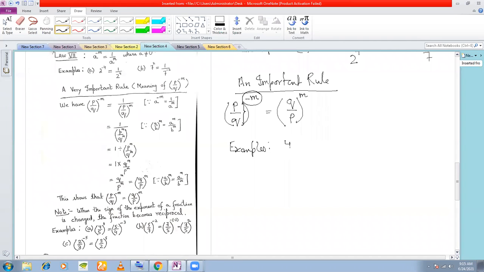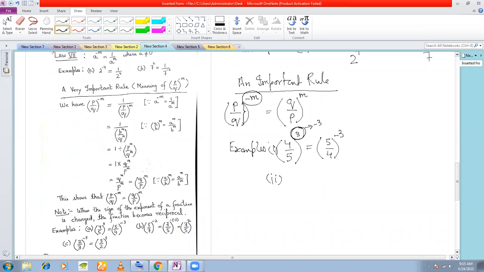Okay, examples. Let us say I have 4 by 5 to the power of 3. Now this is a positive power, right? I want to make this power from positive to negative. Normally what we do is we make negative to positive, but you can convert the other way also. Okay, but suppose we want to make this power negative, then what do I do? I take the reciprocal of this fraction, 5 by 4, and then raise it to a negative power. Okay, so this is, say, example 1.